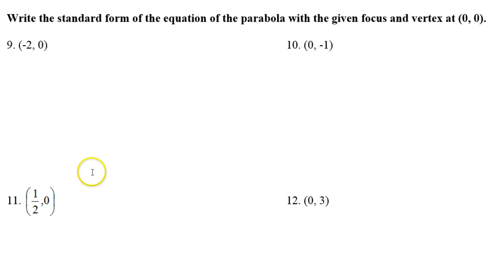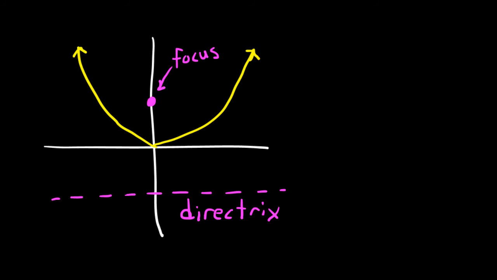In this video, I will show you how to write the standard form equation of a parabola if we are given the focus and we know the vertex is 0, 0. Here's a diagram of an upward facing parabola. There's a value called P that tells you the location of the focus. The directrix is going to be the same distance in the opposite direction.